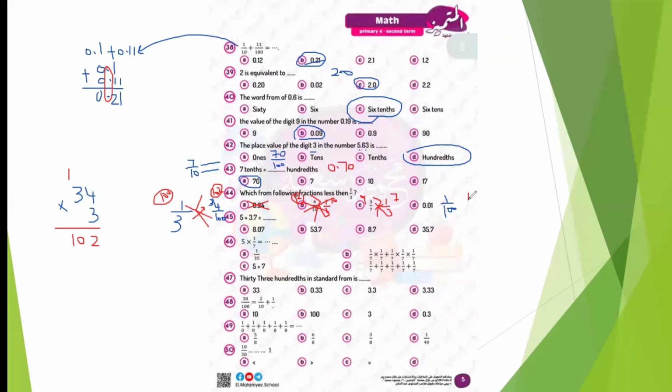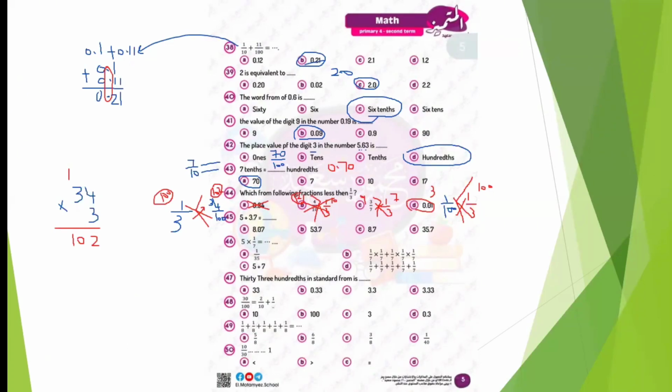1 over 100 or 1 over 3. Let's multiply. 3 times 1 equals 3. 100 times 1 equals 100. Which is bigger? Now this number is less than 1/3. So the answer is D.